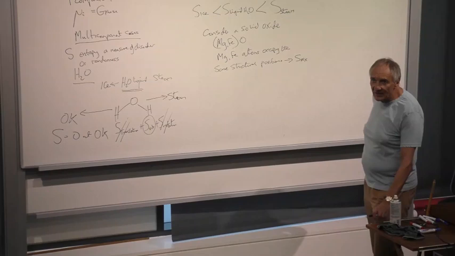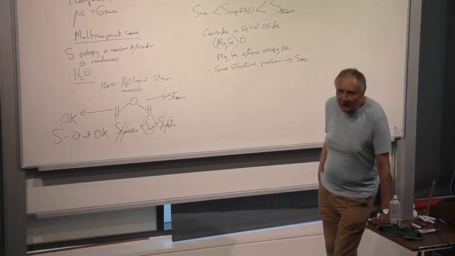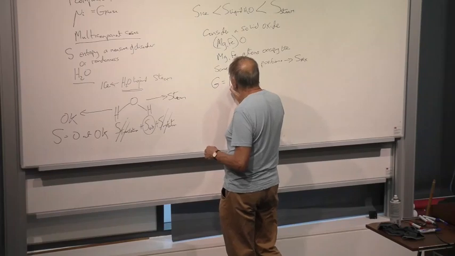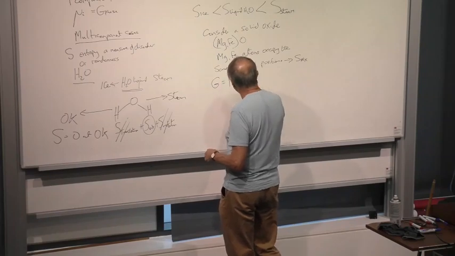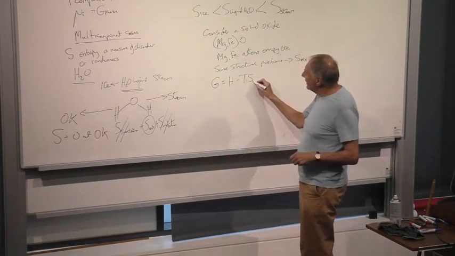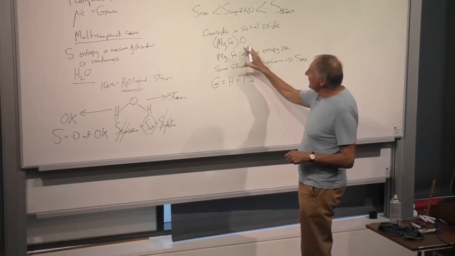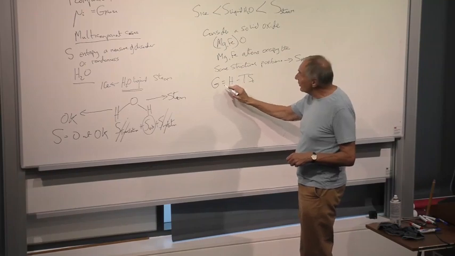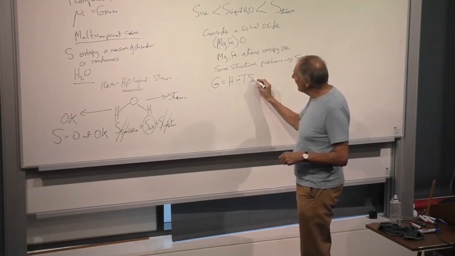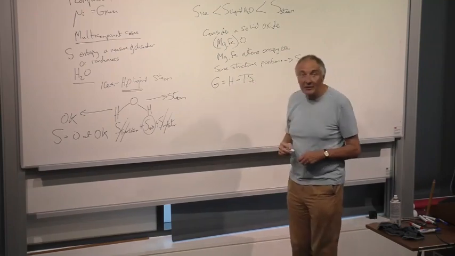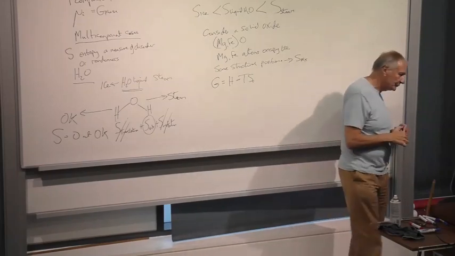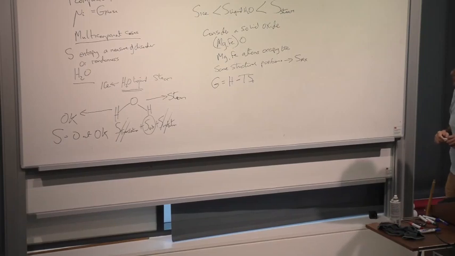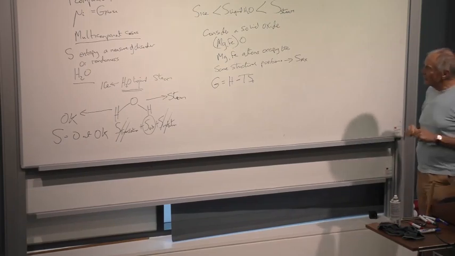And so what that does is, because G equals H minus TS, as I increase S by this mixing procedure, I'm obviously going to stabilize the phase even more because of this negative sign. So as that goes up, free energy goes down and the phase becomes more stable. Okay, so what is that entropy of mixing?